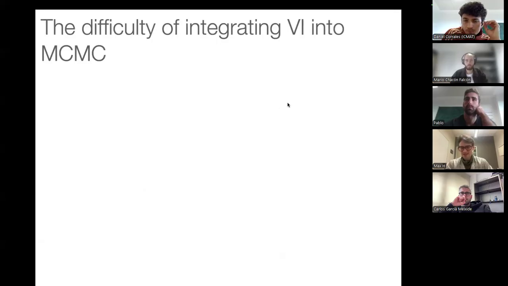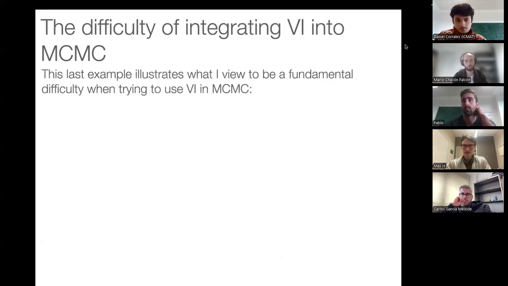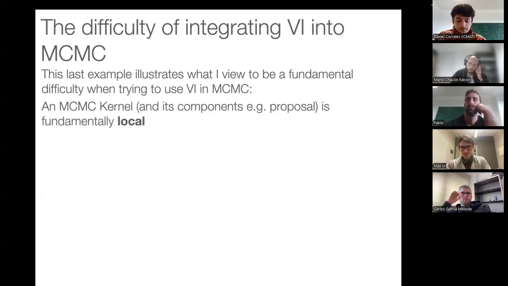All right. Now, I was saying before that there's not really an obvious way of putting variational inference into MCMC. And here I'll explain why exactly I think that is the case. The final example that I showed you illustrates what I see as a fundamental difficulty when trying to use variational inference within MCMC.